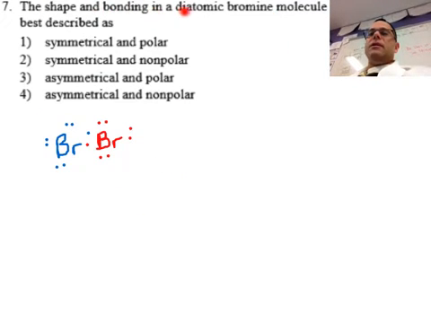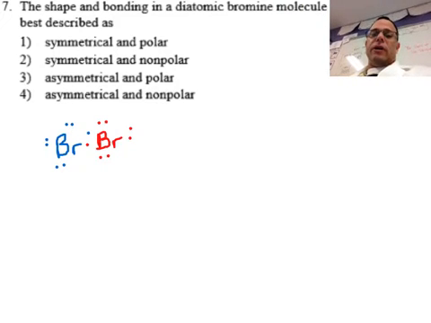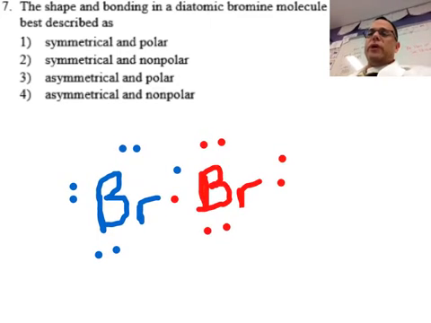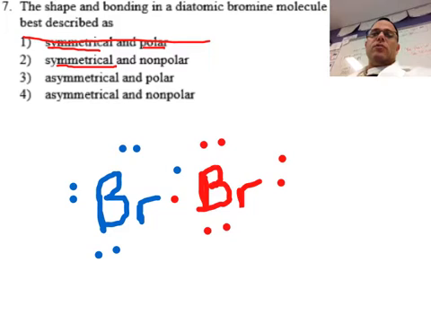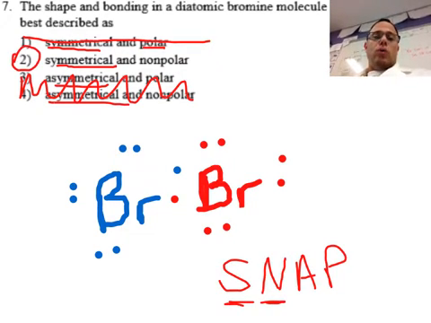Number 7. The shape and bonding in a diatomic bromine molecule is best described as, again, diatomic meaning 2 atoms. Bromine molecule means they are covalently bonded. They are sharing electrons. Here is the picture. So which answer best describes it? Okay. Is it symmetrical? Yeah, it's symmetrical, side to side, up and down, but does that make it polar? Absolutely not. Not choice 1. Is it symmetrical? Yes. Let's ignore the second part just for a moment. Is it asymmetrical? No, and no. Can't be choice 3 and 4. Now, this is nonpolar because if you remember SNAP, as said just previously, if it's symmetrical, it is nonpolar. So it is choice 2.